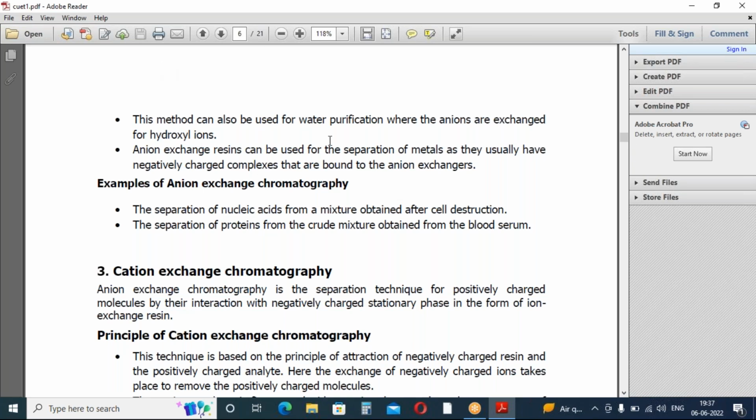This method is also used for water purification, where the anions are exchanged for hydroxide ions, and also for the separation of different metals, which mainly contain negatively charged complexes. What are the examples? This is mainly used for the separation of nucleic acids from a mixture obtained after cell destruction, and also for the separation of proteins from the mixture obtained from blood serum or from different types of tissues. That is the anion exchange chromatography.